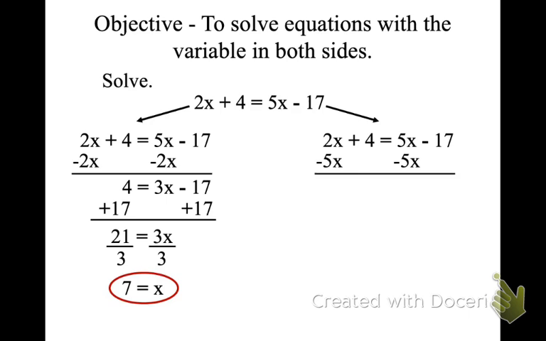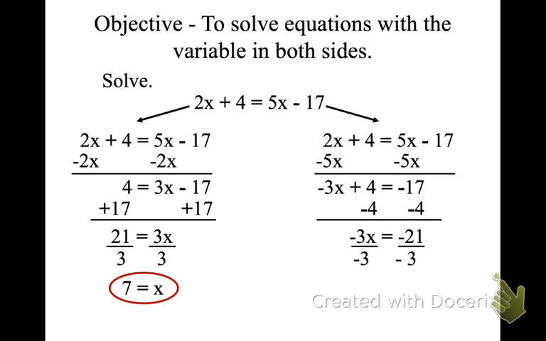Now I end up with negative 3x plus 4 equals negative 17. I'm subtracting 4 from both sides to zero out that 4. And then I have negative 3x equals negative 21. Divide both sides by negative 3. And there we go. X equals 7. Okay, so it doesn't matter which side you move.